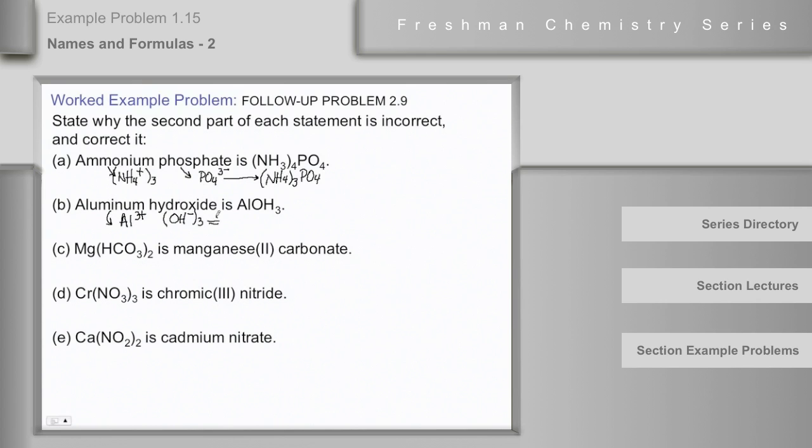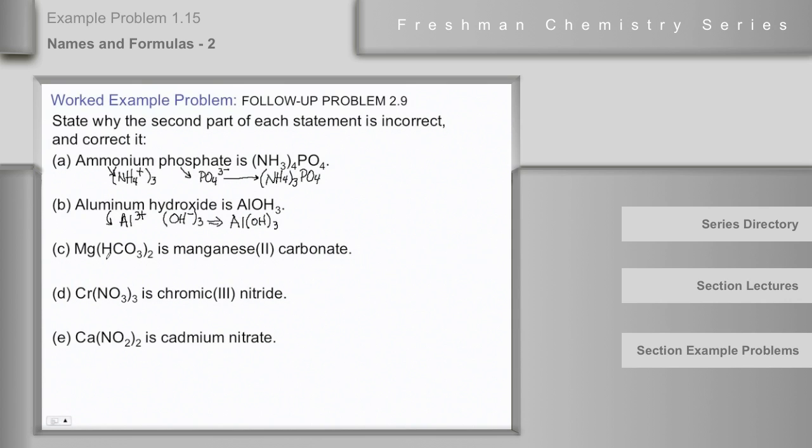And so the formula will be Al, now parentheses OH, and subscript 3 outside the parentheses. So what's wrong with the statement above is that the parentheses were left out, and this implies the wrong formula. It should be Al(OH) taken 3 times for aluminum hydroxide.